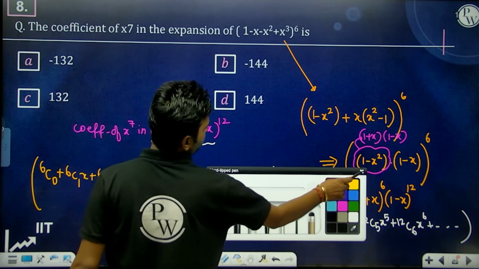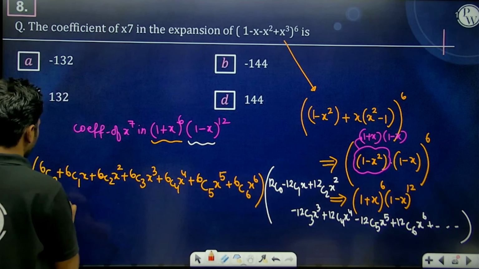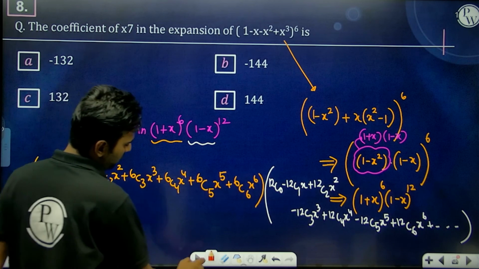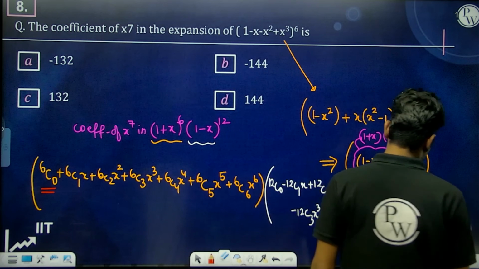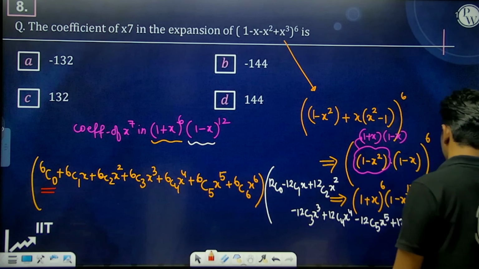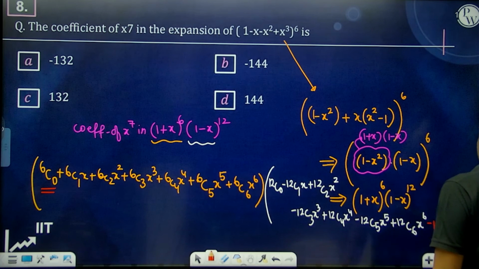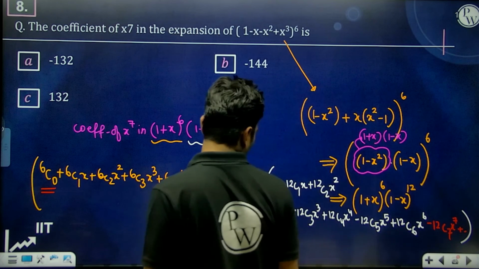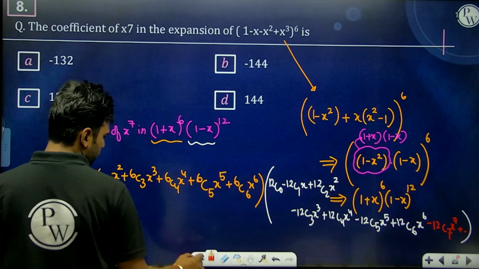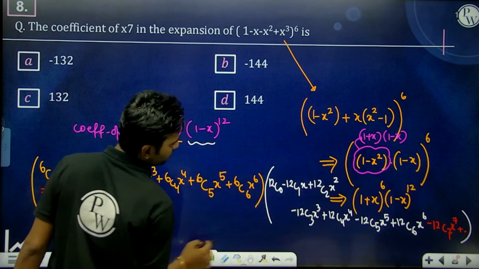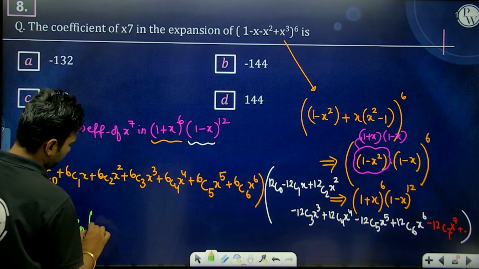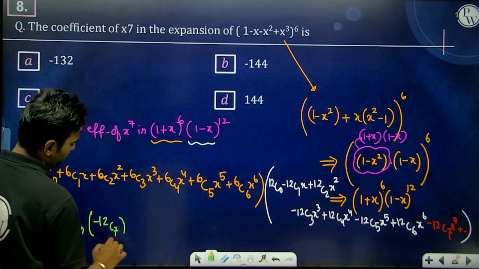We need to form x to the power 7, which means if we are multiplying this, we have to multiply it with x to the power 7 only. So we need to write down this as well: minus 12c7 x to the power 7 and so on. So when you multiply these two red things, this one and this one, you're going to get x to the power 7. So you're going to have 6c0 times minus 12c7. This is one of the terms.